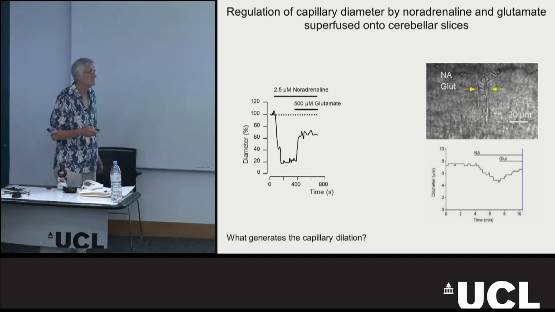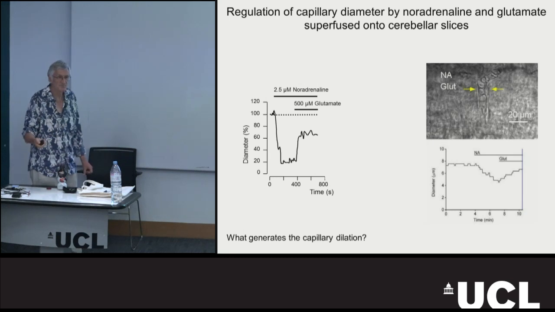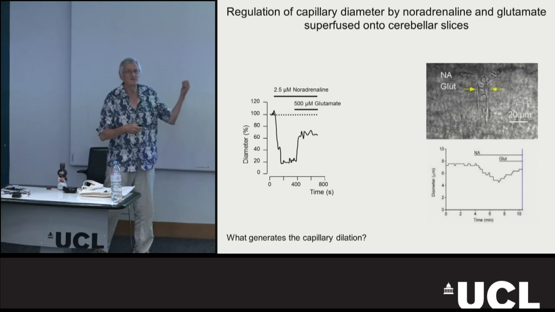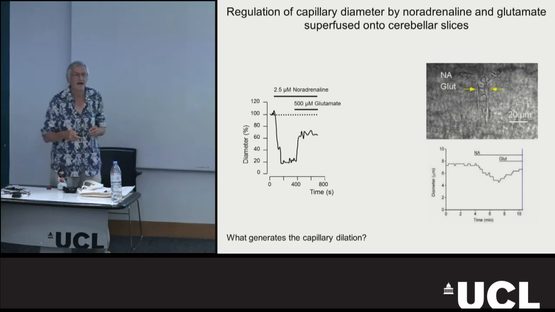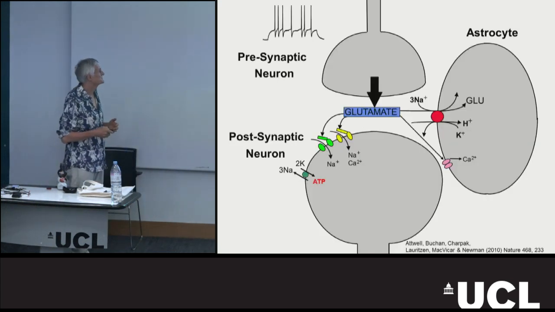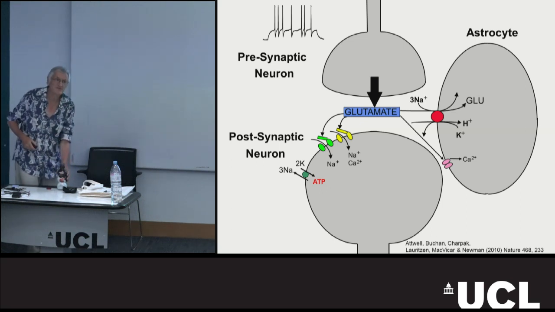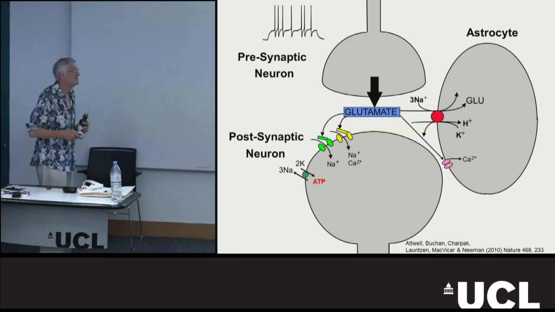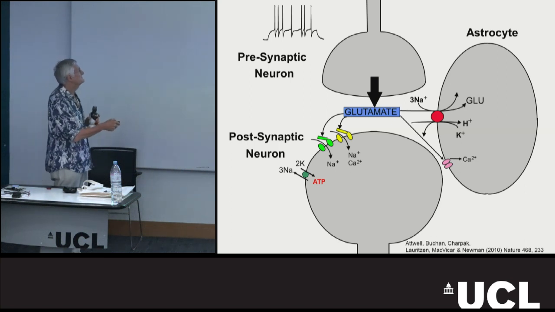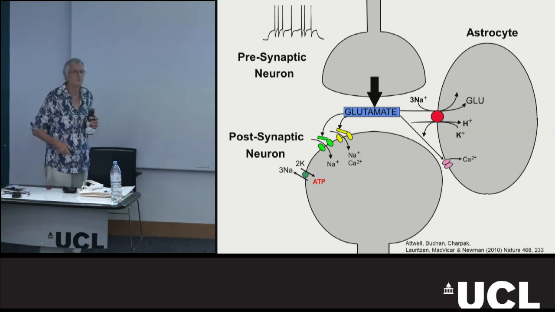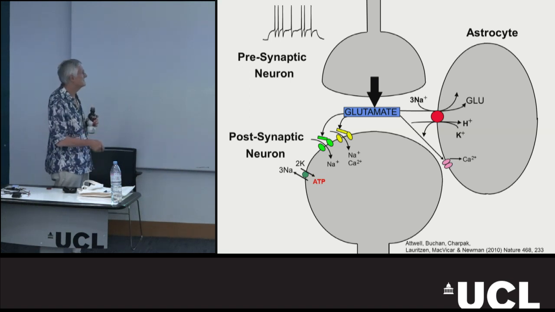How does it work? What generates the capillary dilation in particular? Because it's the dilation you need to bring in more energy, both to generate BOLD signals and to power the neurons. So here's a diagram of a typical glutamatergic synapse. 85% of the synapses in your brain are like this. When action potentials come along, they release glutamate. That gates postsynaptic glutamate-gated ion channels. Ions go in, and then the glutamate is recycled.